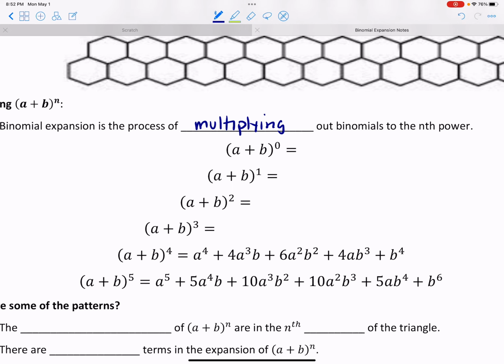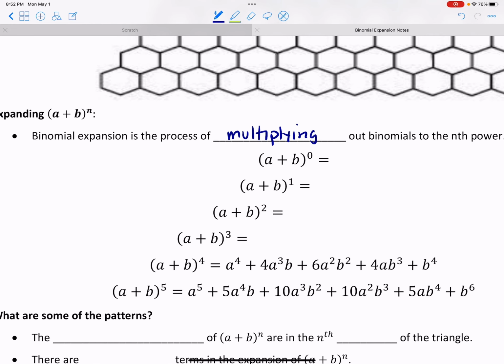Now we're going to start with the power of 0. Anything raised to the power of 0 is 1, so a plus b to the 0 power wouldn't be any different. That would just produce a 1. And we know that anything to the first power would be itself, so a plus b to the first is just going to be a plus b. And then a plus b squared, this is something we've done plenty of. Let me just do the work on the side here.